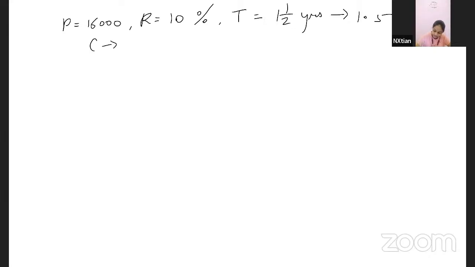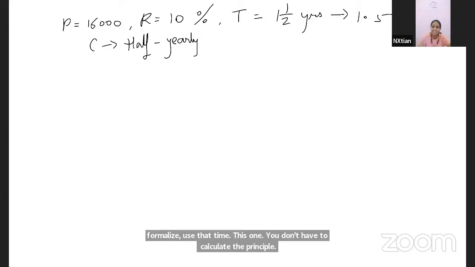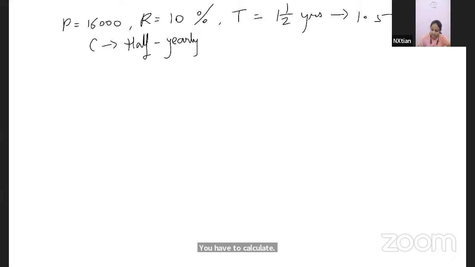Ma'am, why did you cut marks for me over here? Why did I cut the marks? Because you used the difference formula. Ma'am, but you gave the formula. Yes, I gave the formula. But in this question, that formula you have to use when you have to calculate the principal. That formula is used that time. This one, you don't have to calculate the principal. You have to calculate CI and SI with the given values.